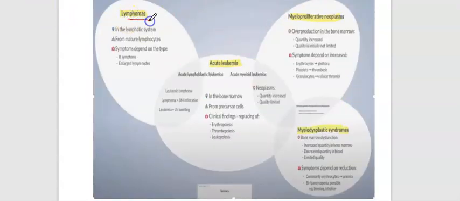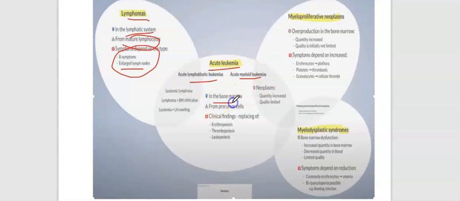Now some points about lymphoma. It occurs in the lymphatic system from mature lymphocytes, and the symptoms depend on the type, but we usually have B symptoms, which are fever, night sweats, weight loss, and we have large lymph nodes. Then we have acute leukemia, in which we have acute lymphoblastic leukemia and acute myeloid leukemia.